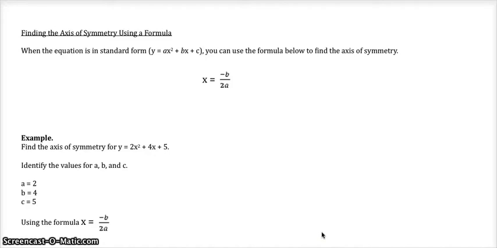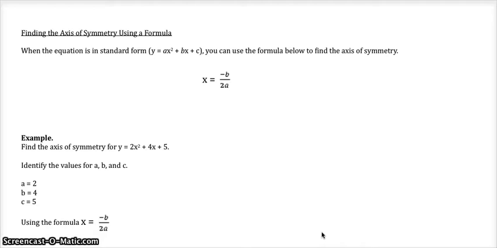Okay, these last two pages are finding the axis of symmetry using a formula. When the equation is in standard form, which is y equals ax squared plus bx plus c, you can use the formula below to find the axis of symmetry. The formula is x equals negative b over 2a. And that x is what the axis of symmetry is.